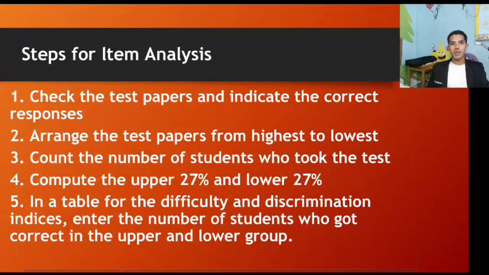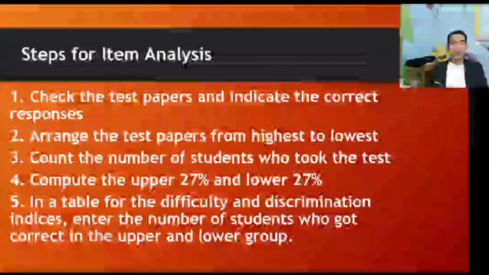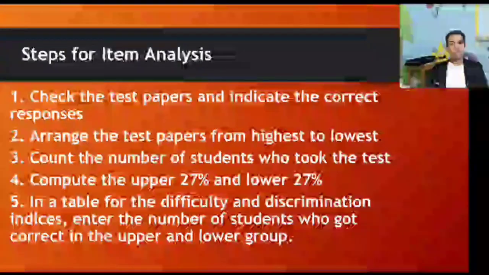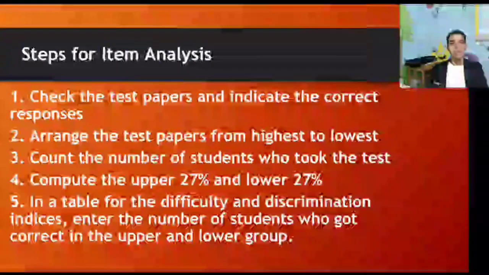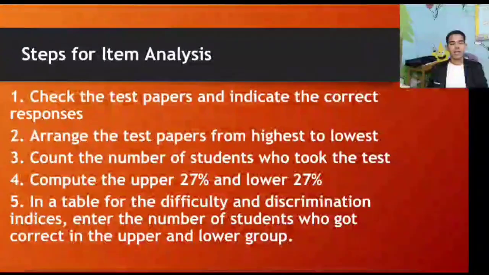Let's just count how many students took the test. And number 4, compute the upper 27% and the lower 27%. Again, in order for us to get the 27% of those test takers, we have to multiply it by 27%.